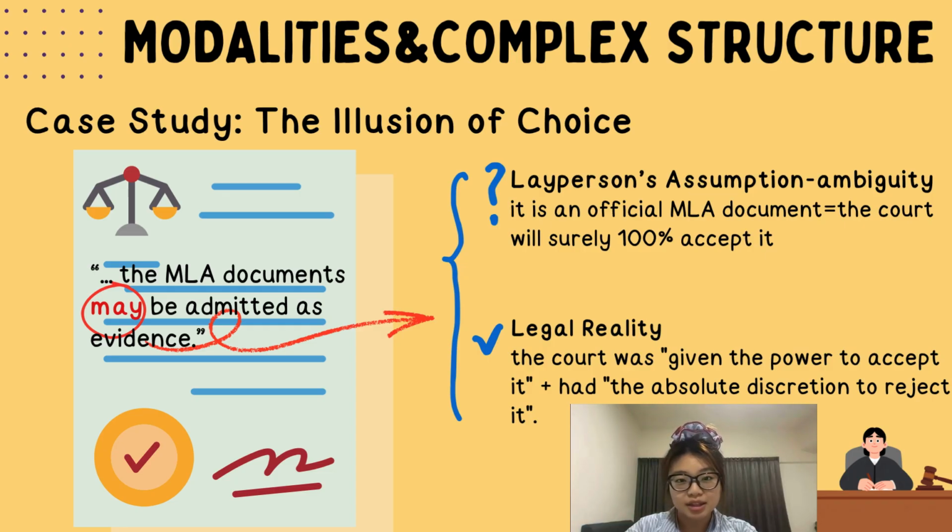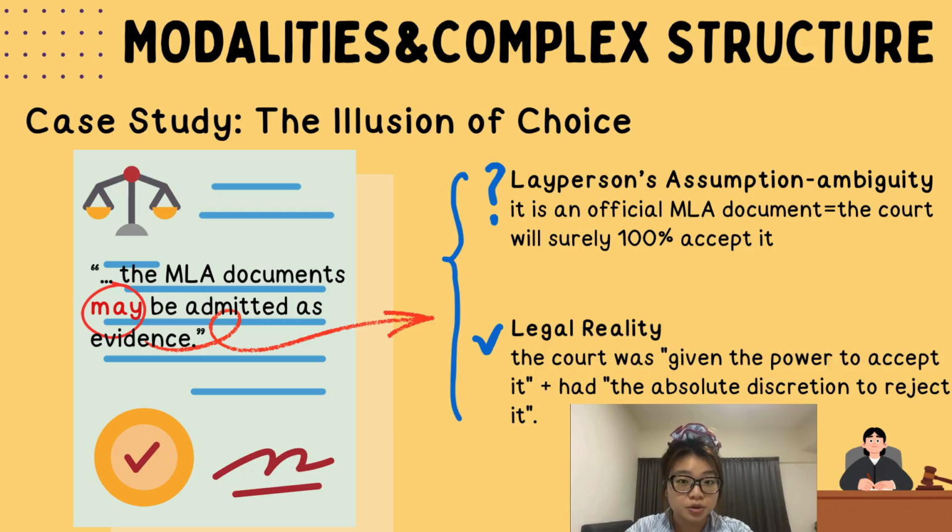Next, to see how this operates in practice, let's look at a case study that perfectly illustrates the illusion of choice. Let's consider this specific legal clause: "The MLA documents may be admitted as evidence." The layperson's assumption here is simple and optimistic. They see an official MLA document, so they assume that because it is valid, the court will surely and 100% accept it as evidence. However, the legal reality is entirely different.